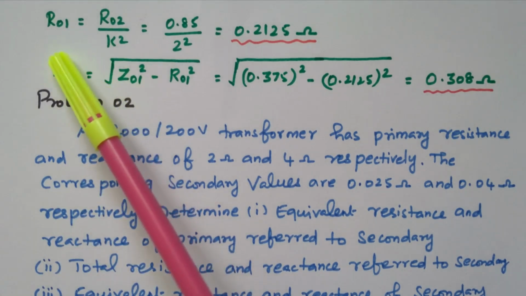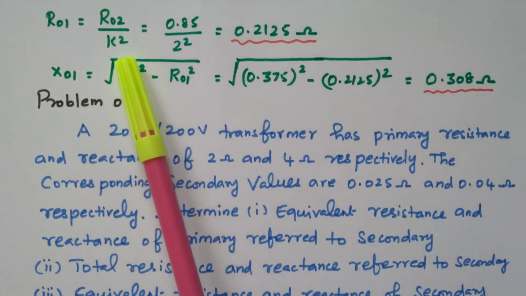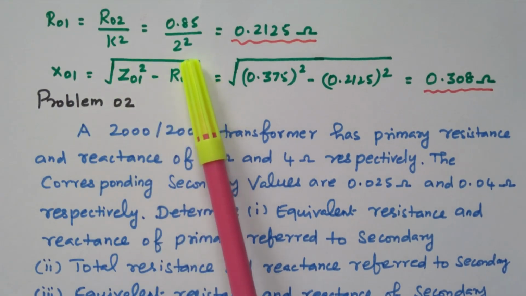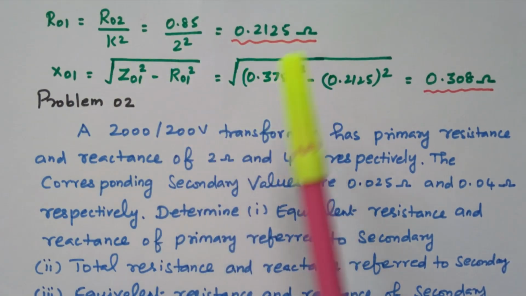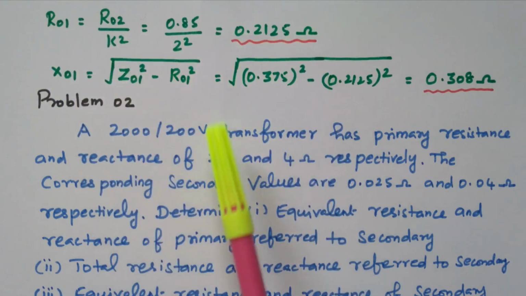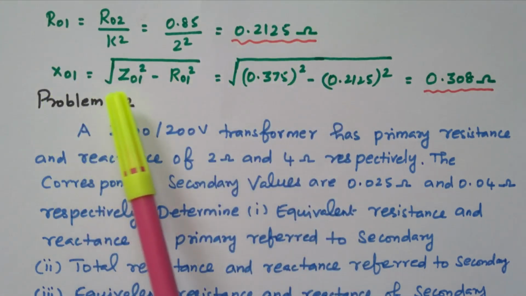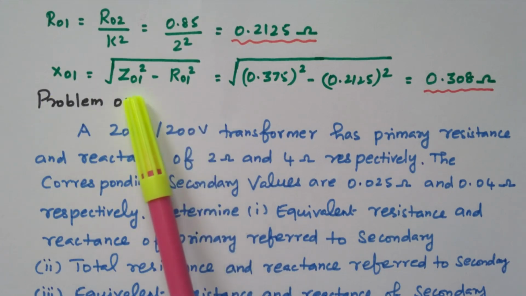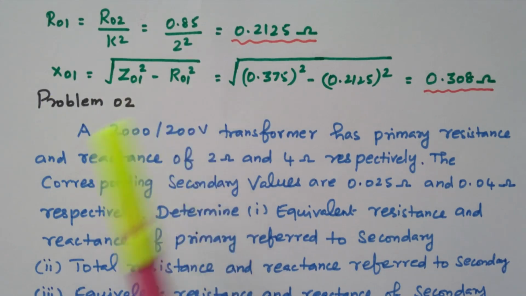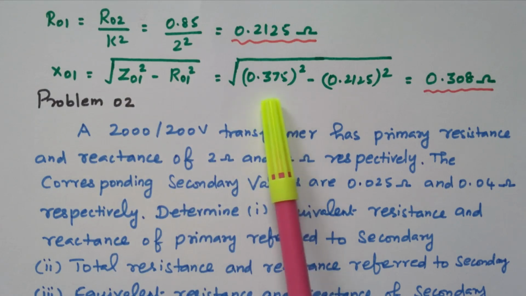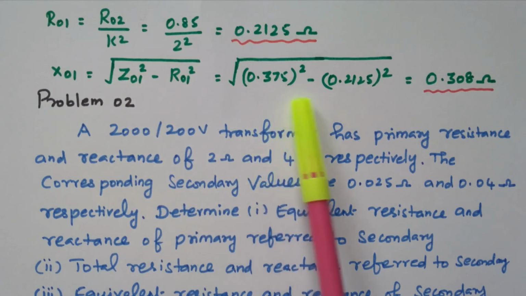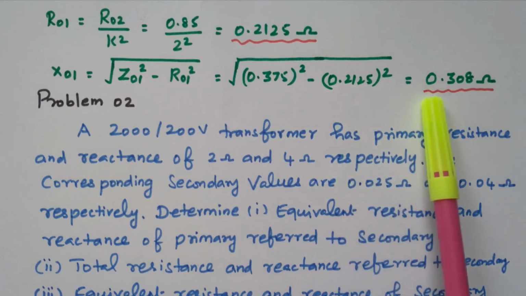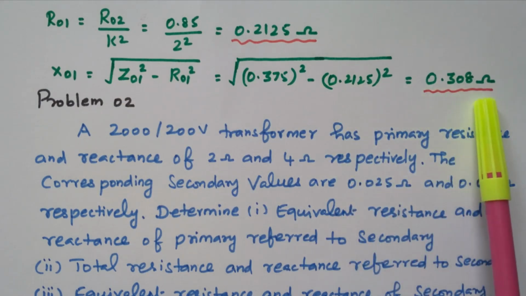So R01 equal to R02 divided by K square. R02 already calculated, 0.85 divided by 2 square, that is 0.2125. So the R01 is calculated. X01 equal to square root of Z01 square minus R01 square. Z01 is calculated 0.375, minus R01, also we calculated 0.2125. So that is equal to 0.308 ohm.